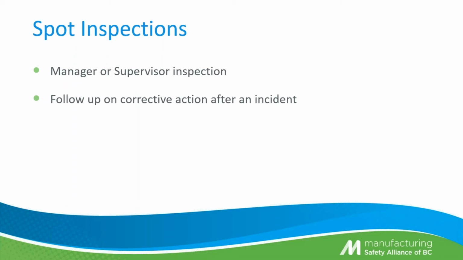Spot inspections are also used to follow up on a corrective action after an incident. So if something was to happen, we obviously put our corrective actions in place. So again, what are we going to do about it when we go back and review it? Are we going to do more? Are we going to do nothing? Or are we going to do less?